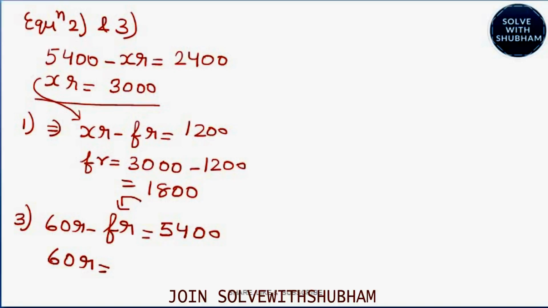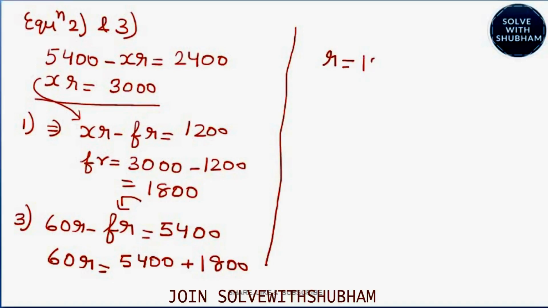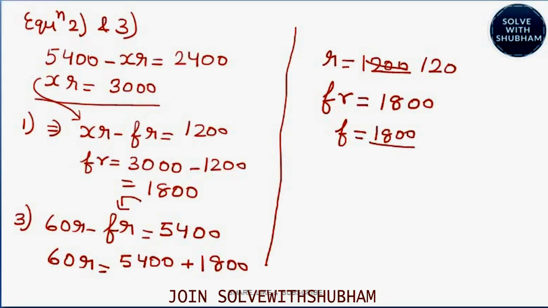So 60R is equal to 5400 plus 1800. So we get R as 120. FR is nothing but 1800. So FR is 1800, so your F comes as 1800 by 120. Your F comes as 15.